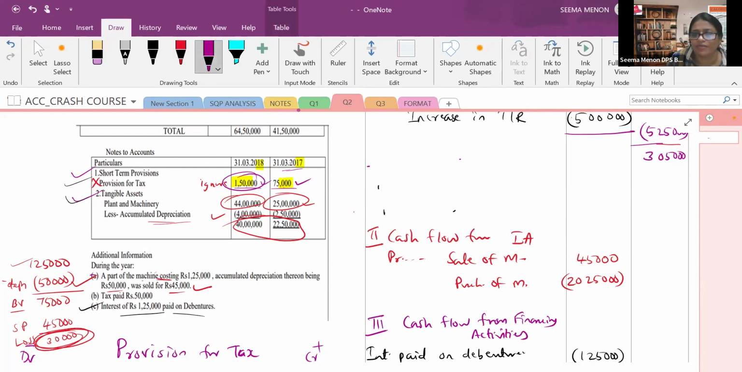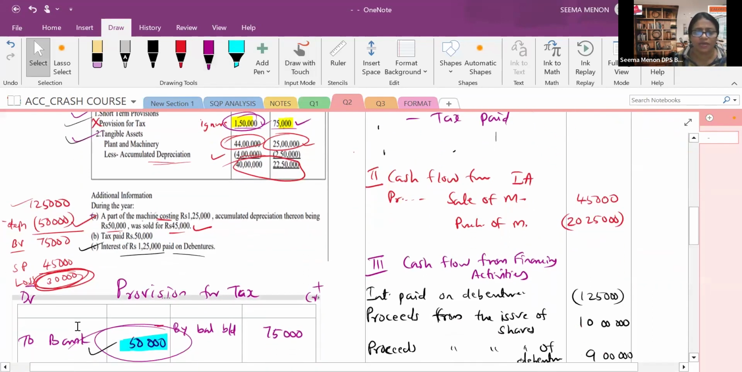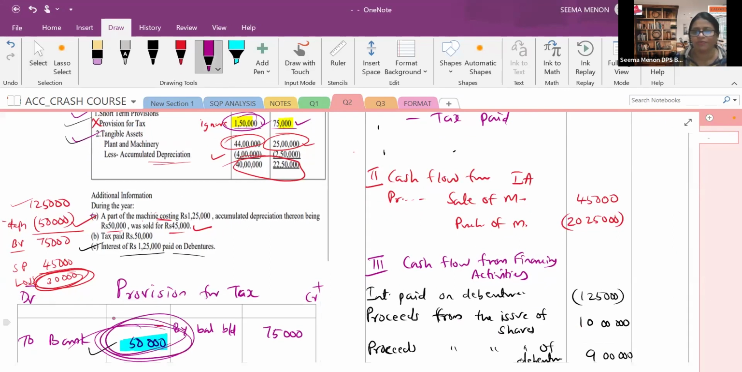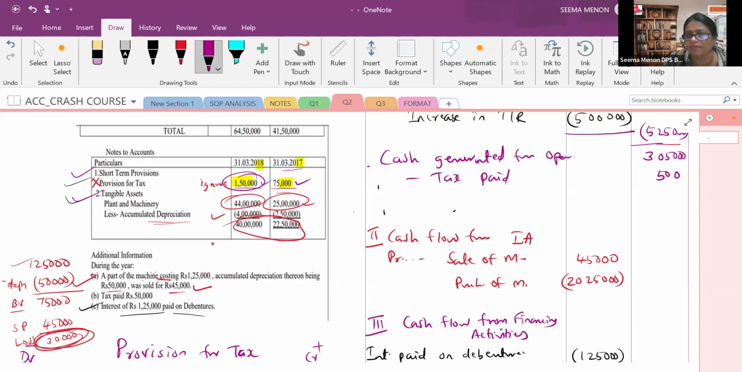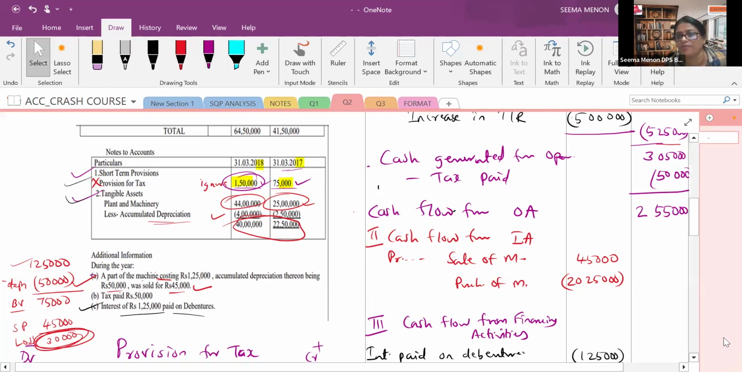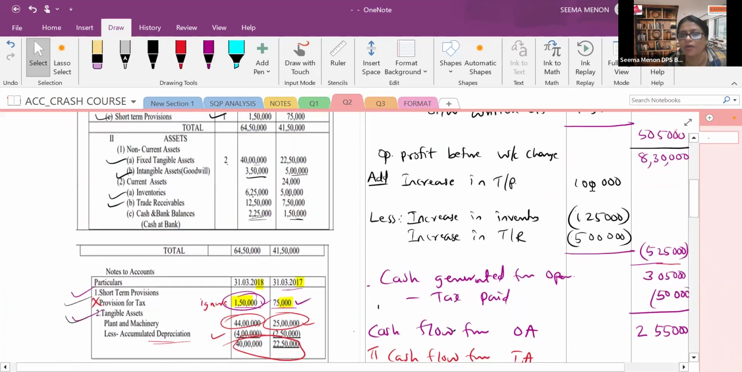Now coming back to this, you will be writing, this is cash generated from operation or operating activity. Now you will subtract tax paid. Already we found it out in our provision for tax. That is 50,000 rupees. You can see here, it is marked by me. So 50,000 rupees you will subtract. Then you are getting 3,05,000 minus 50,000, that is 2,55,000. That is the cash flow from operating activities. That is 3,05,000 minus 50,000, the tax amount paid. I hope this much is clear to you.